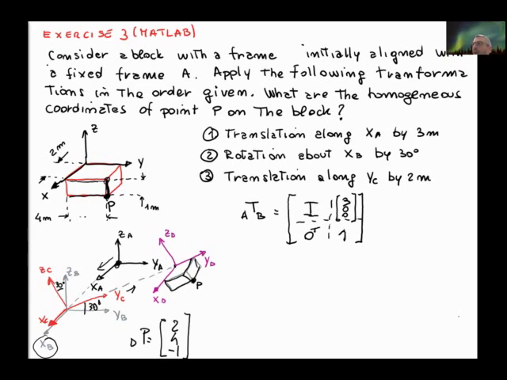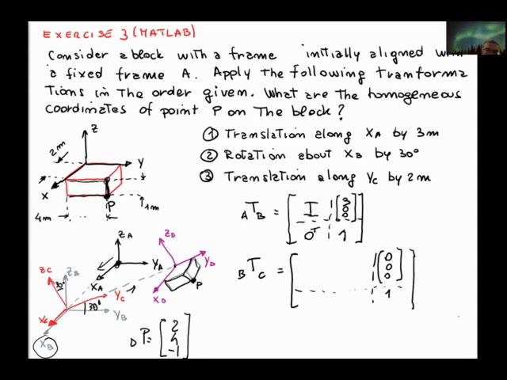Okay. Then we need the transformation between frame B and frame C. And this one we said is a pure rotation by 30 degrees about the x-axis. Pure rotation means that we don't have any translation. So we can already fill in the translation part with 0, 0, 0. Okay.